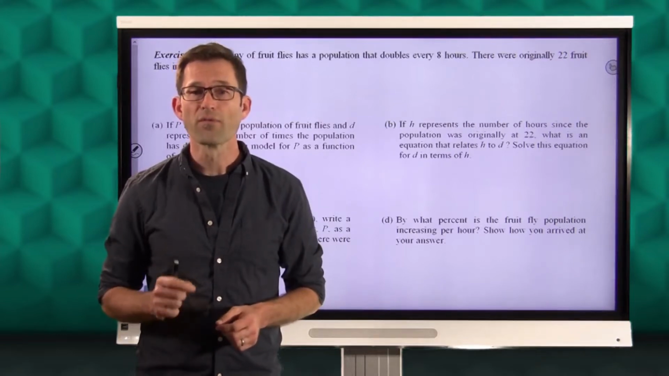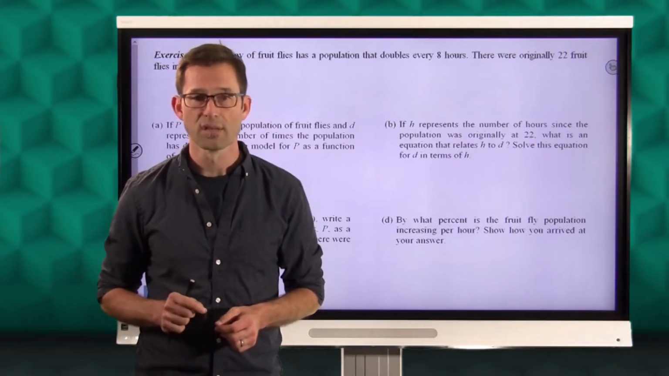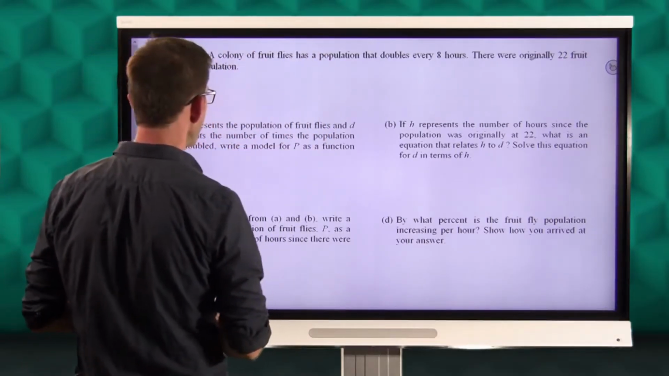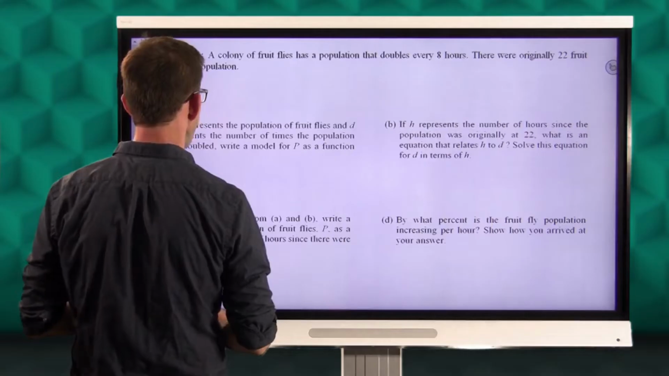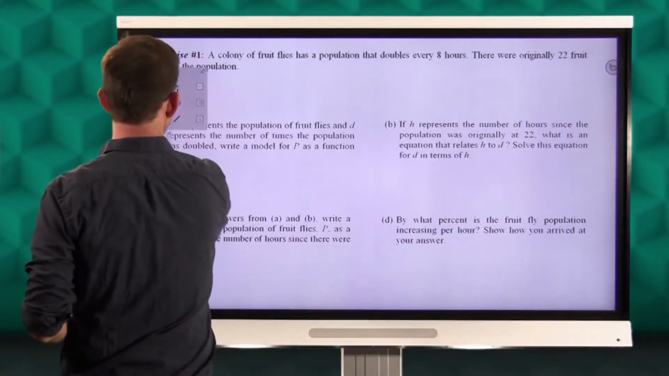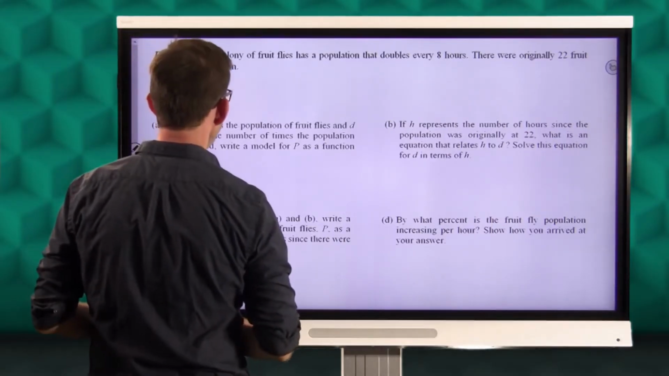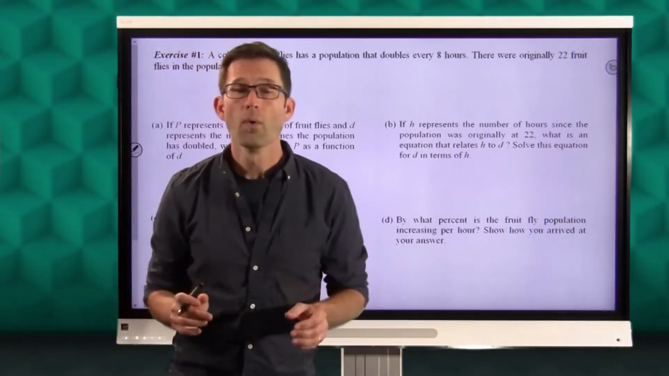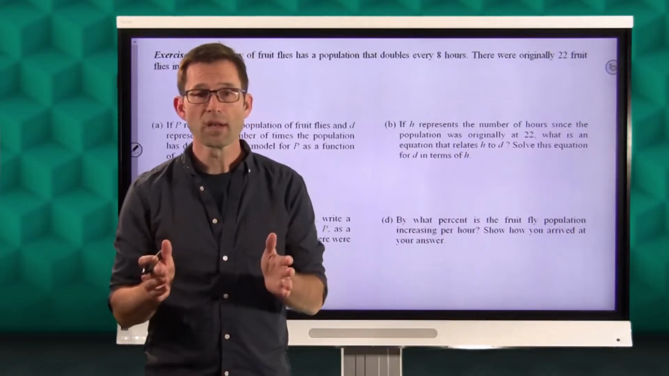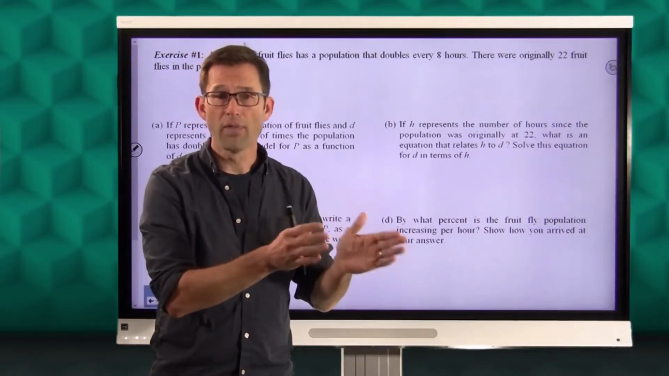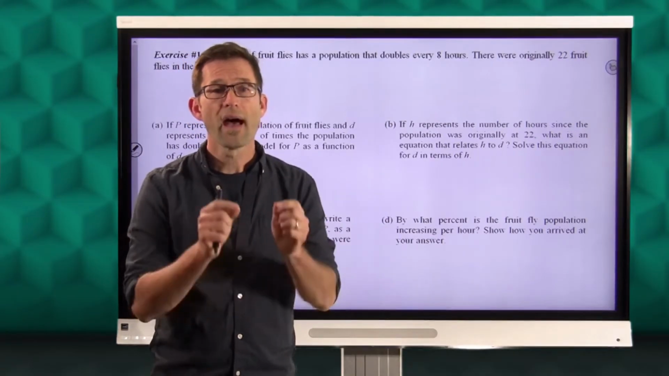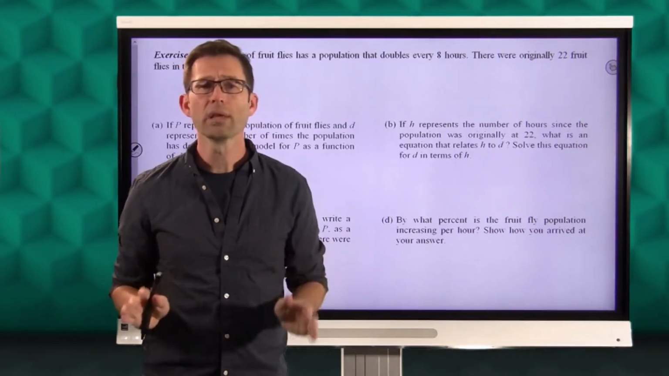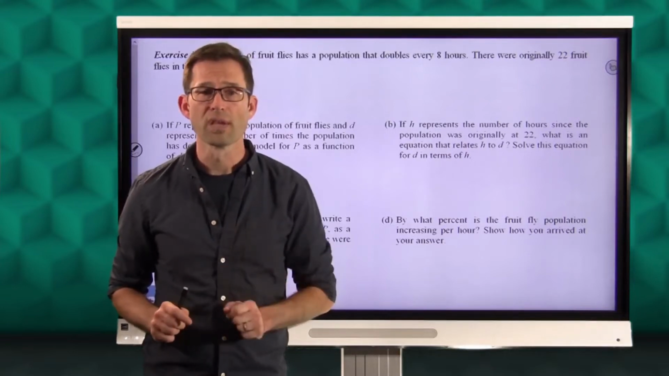Let's take a look at what the first part of this exercise asks us to do. Letter A. If P represents the population of fruit flies and D represents the number of times the population has doubled, write a model for P as a function of D. Now this is very important. What I want is simply an exponential model that predicts the population of fruit flies as a function of the number of times it's doubled. So right now, I'm not bringing in the fact at all that it doubles every 8 hours.